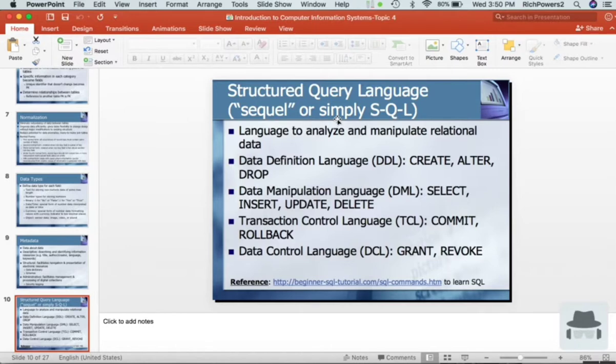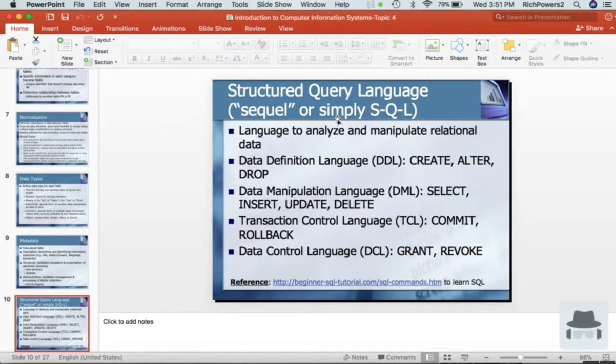Getting data out of a database requires something called structured query language, or SQL. You might have heard of this term before; you see SQL or SQL queries. It's a language to analyze and manipulate a relational database. There are commands that let you create or alter a table, which define the data. You have data manipulation language, which is the ability to get data out of a table, insert data into a table, update data in a table, or delete data out of a table.